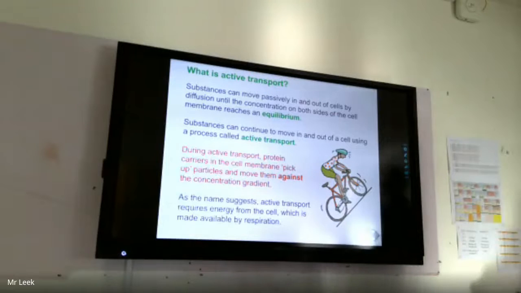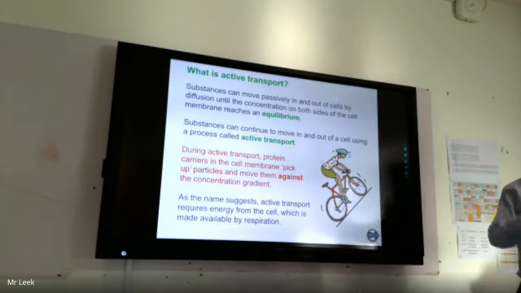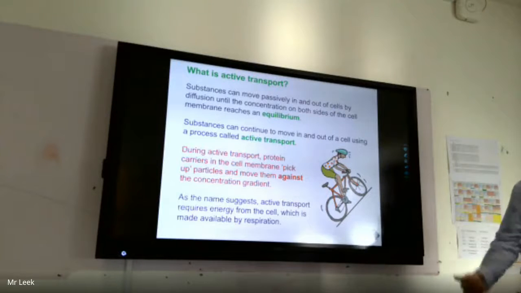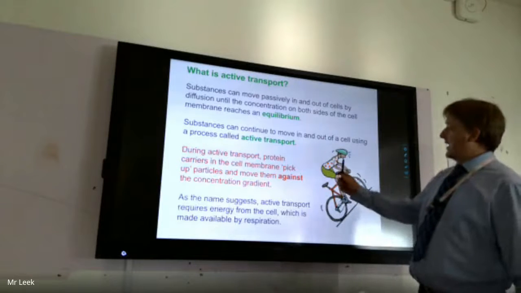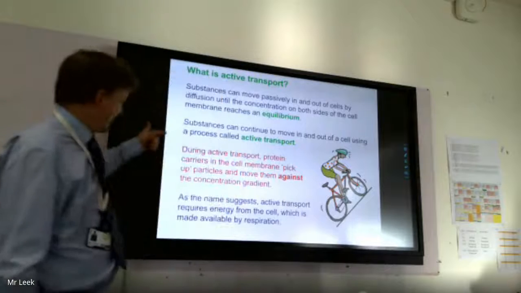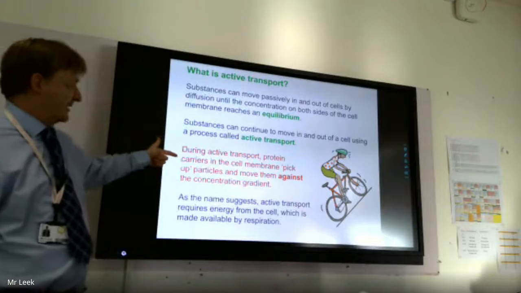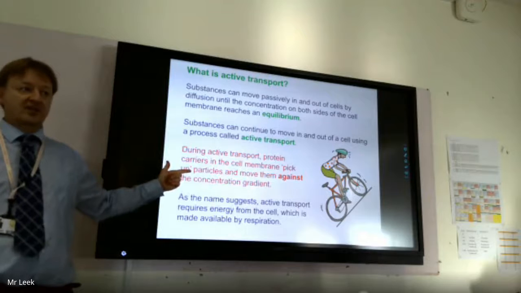Unpassive. Okay, yeah, active is unpassive, so if passive uses no energy, what's active going to use? Energy. Right? Now, what I've done here is I've put active transport: protein carriers in the cell membrane pick up particles and move them against a concentration gradient.